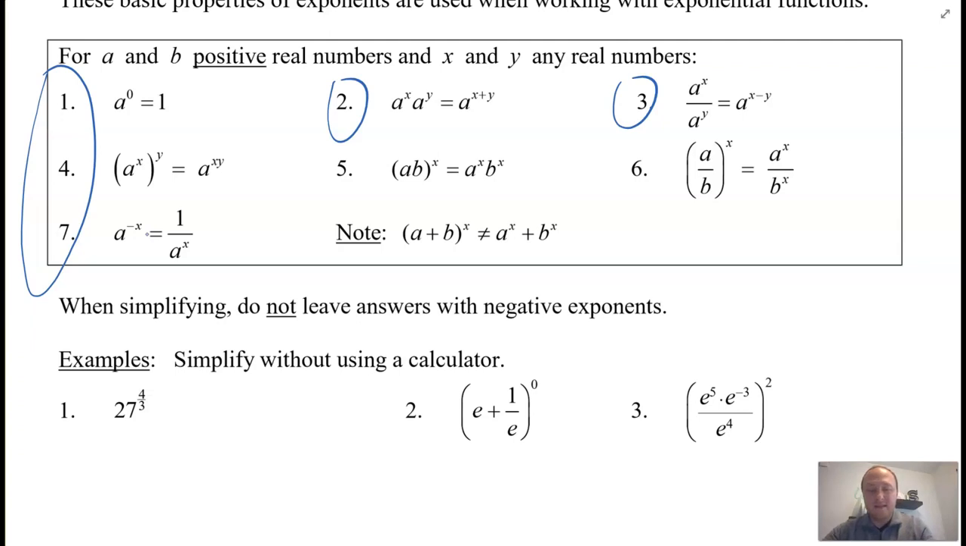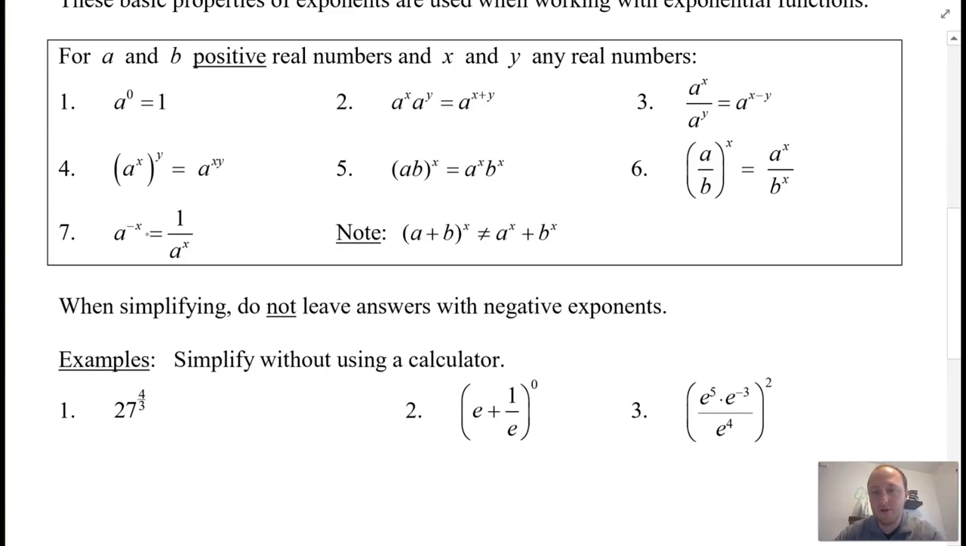5 and 6 are dealing with distribution. Okay, so we have a power of a product and a power of a quotient. Well, if you have a power, okay, and you have a product as your base or a quotient as your base, you can distribute. When can you not distribute? You cannot distribute if you are adding or subtracting, right? So maybe right here. So no distribution when adding or subtracting.